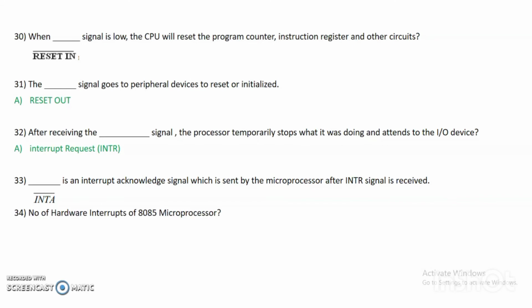Bit number 34. Number of hardware interrupts of the 8085 microprocessor. Basically there are 5 hardware interrupts of the 8085 microprocessor. Those are interrupt request, RST 5.5, RST 6.5, RST 7.5 and TRAP. So these 5 are the hardware interrupts of the 8085 microprocessor.